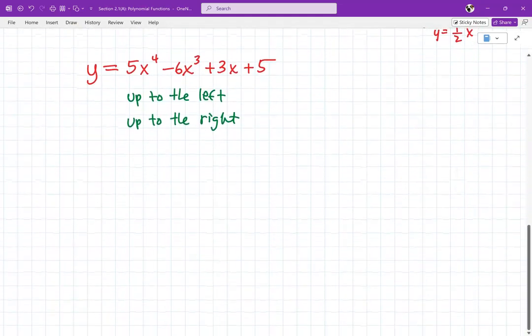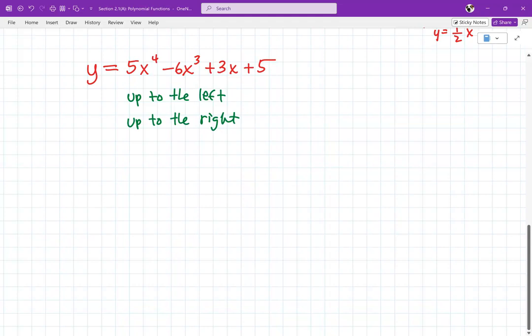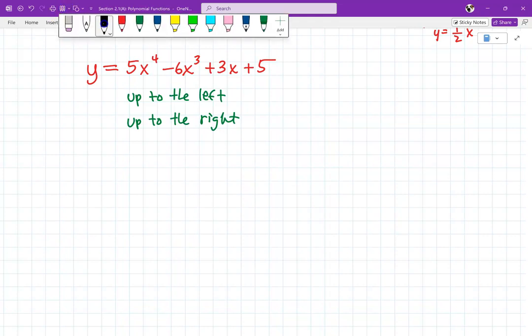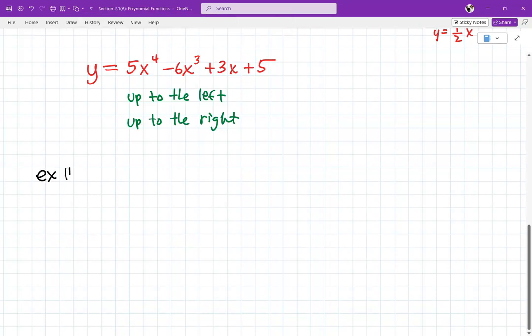You just have to describe what happens on the left side and on the right side. Is it going up or is it going down on the left? Is it going up or down on the right? Okay. So what if I give you this example here? Example number 1, describe the end behavior. We'll do like 3 of them and then we'll be done.